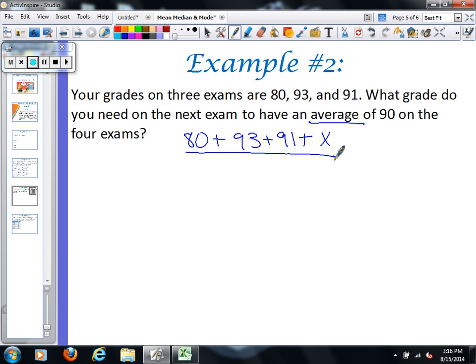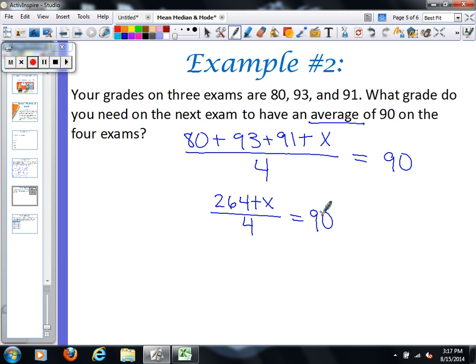Divided by, how many test scores do I have? Well, I have 1, 2, 3, and 4, even though I don't know what it is yet. And I know that when I find the average, it has to equal 90. So we're going to add up 80, 93, and 91 to start. Okay? So you have 80 plus 93 plus 91 is 264 plus x divided by 4 equals 90.